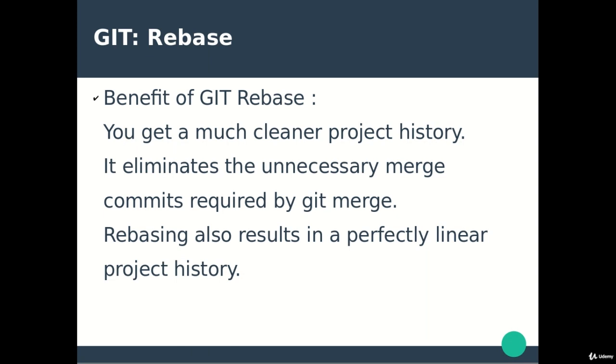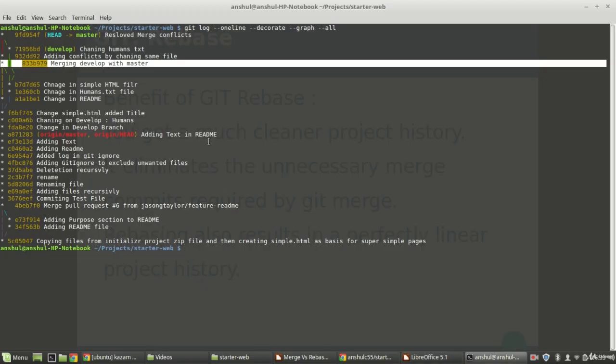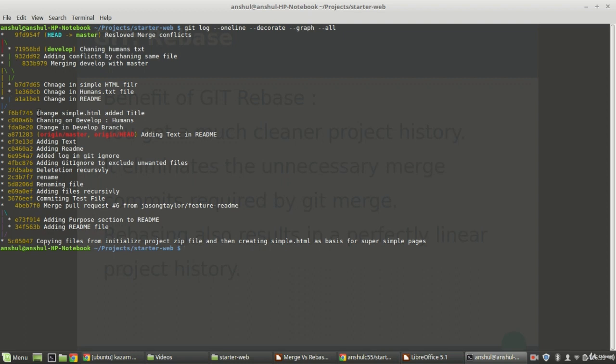Benefits of the Git rebase: these are a few benefits. You can get a much cleaner project history. There are no extra commits generated with the Git rebase, so I have the history related to my commits and the commits done by my fellow developers. It eliminates the unnecessary merge commits required by the Git merge. Rebasing also results in a perfectly linear project history. I mean to say, you will not get this kind of zigzag graph. Once you work with the Git rebase, you will get a single-line project history.